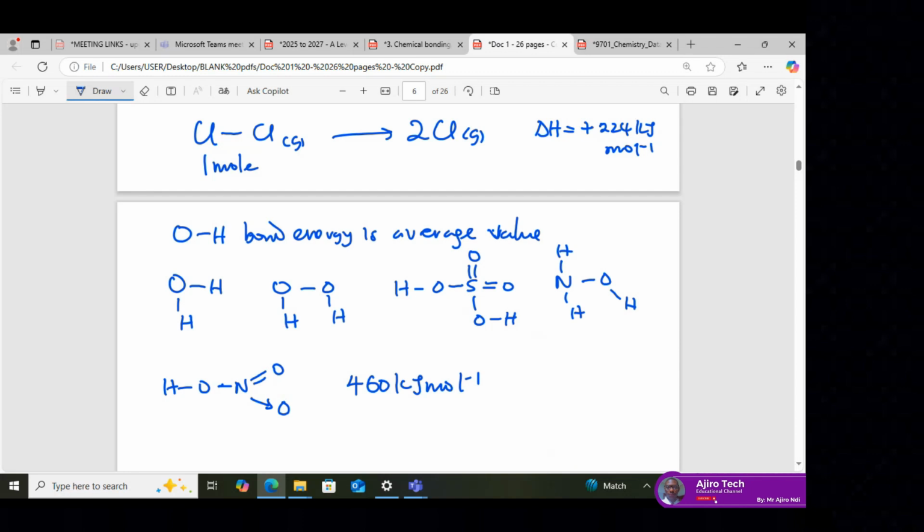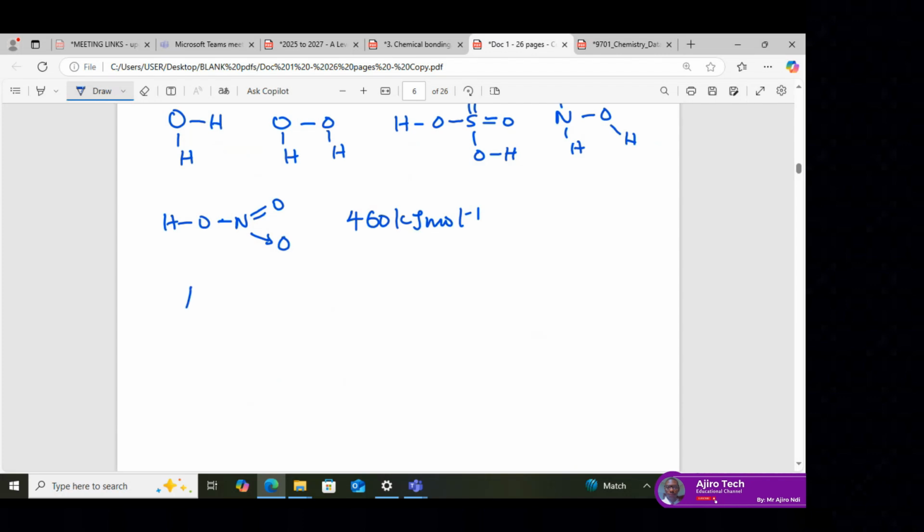You should know this from secondary school GCSE, endothermic and exothermic reactions. Bond breaking is endothermic. So the meaning is this. Bond breaking is endothermic. Bond forming is exothermic.